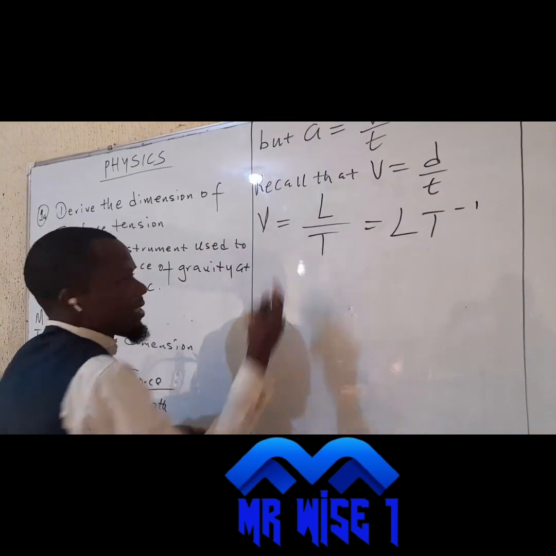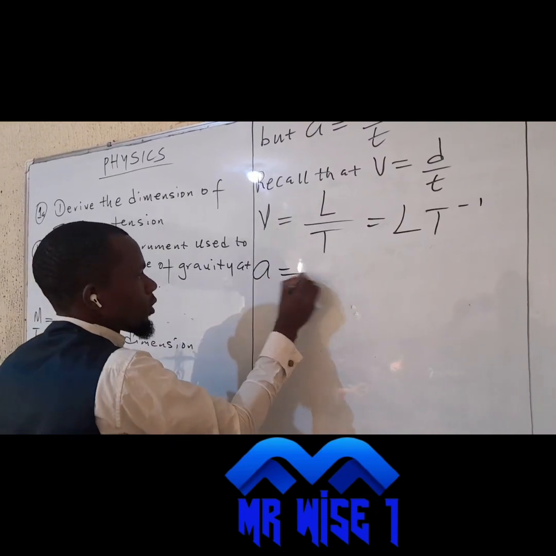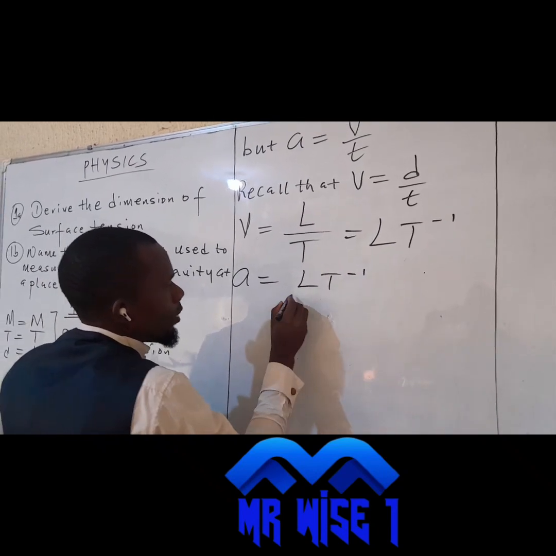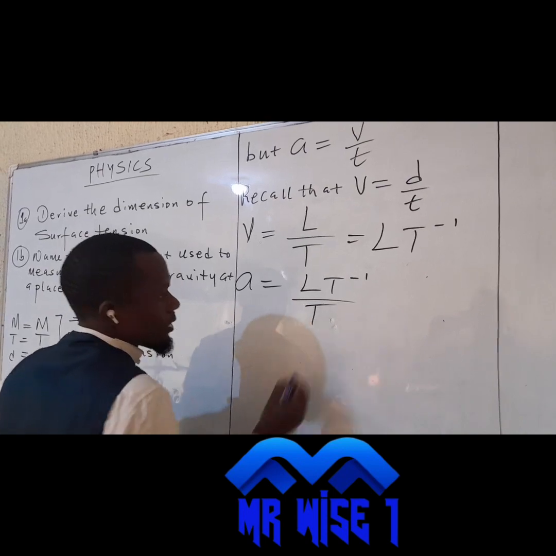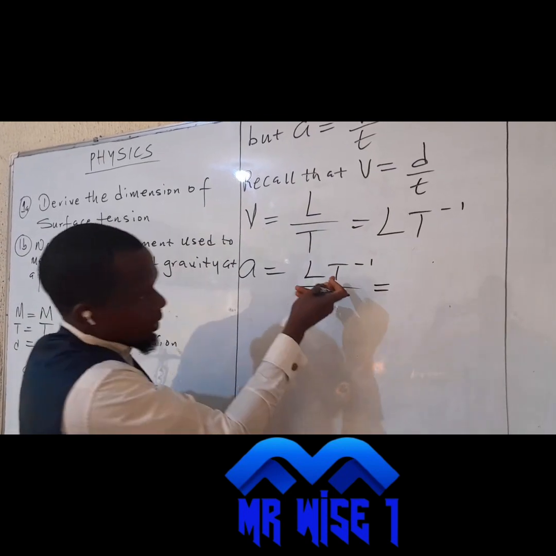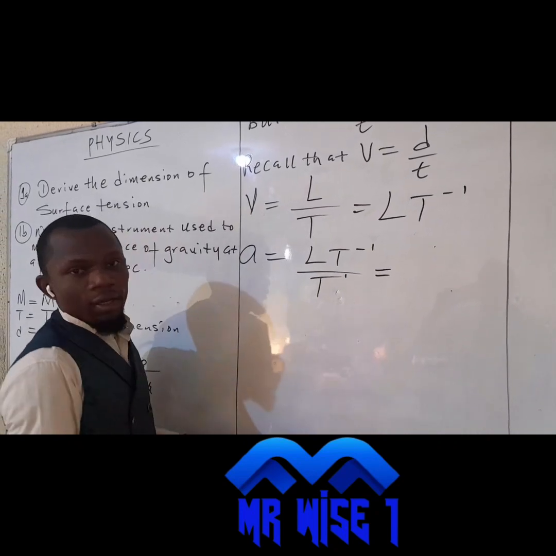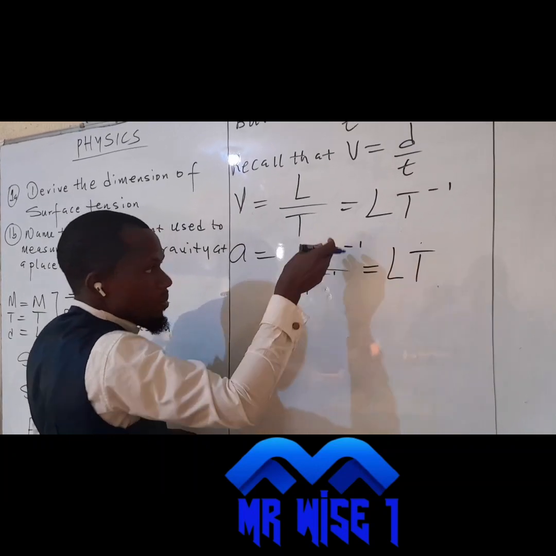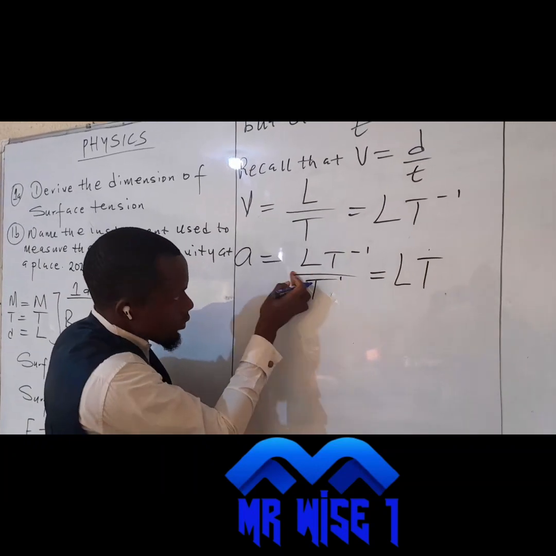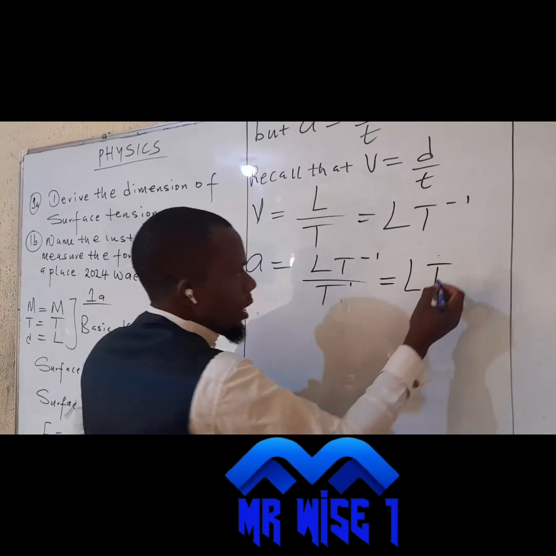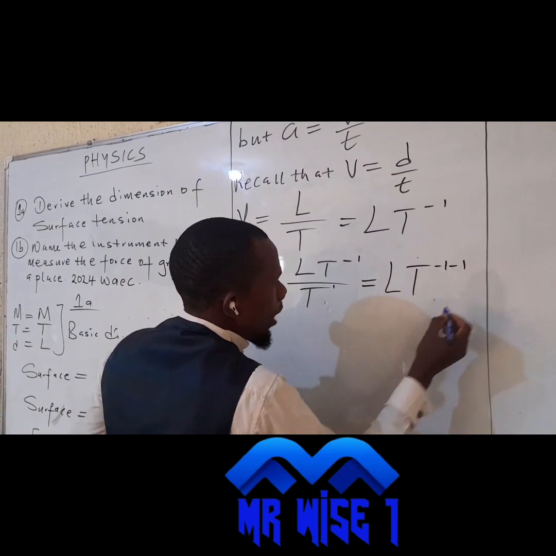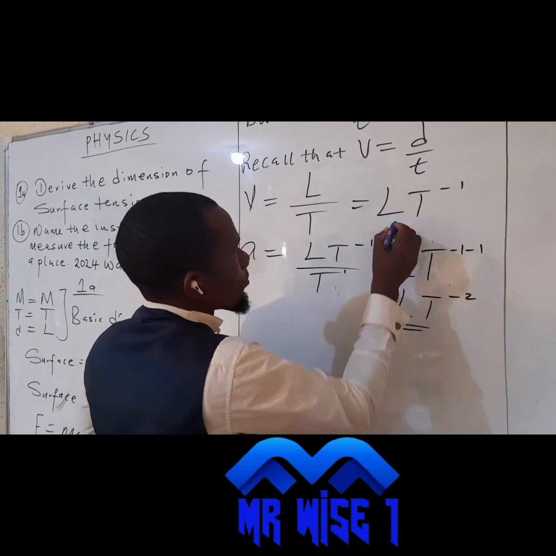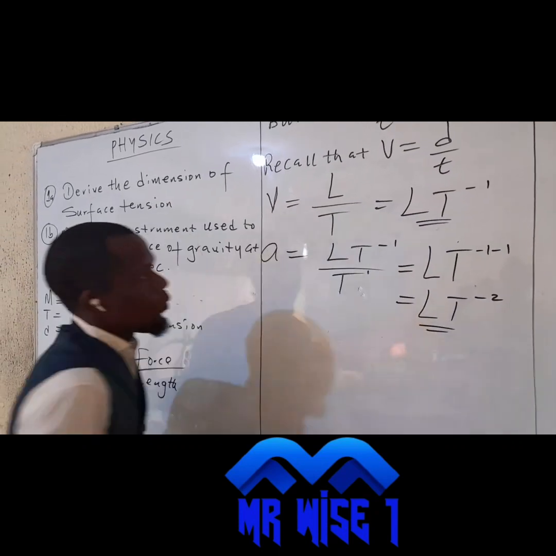I'll come back to my acceleration. My acceleration is equal to V, which is L T minus 1, over my time, which is capital T. From this, the L stays, and the T goes to meet its brother T. It is positive, but once it crosses this sign, it changes to negative. So I have minus 1 minus 1, which is equal to L T minus 2. So this is my dimension for velocity, and this is my dimension for acceleration.